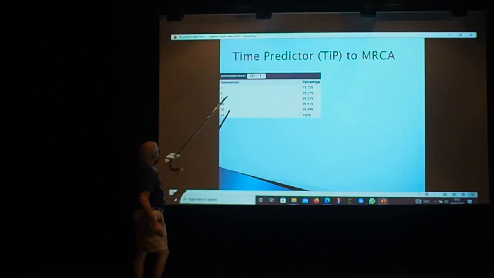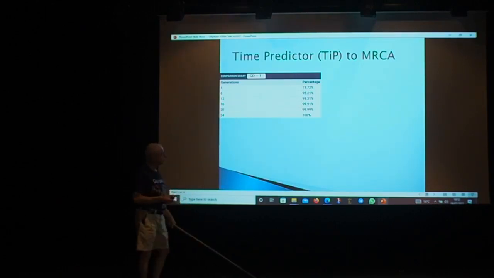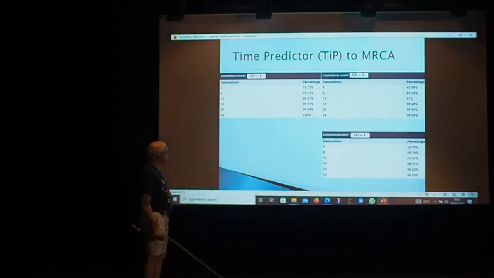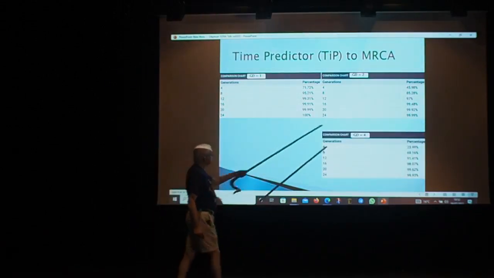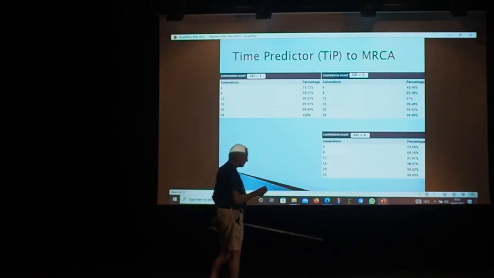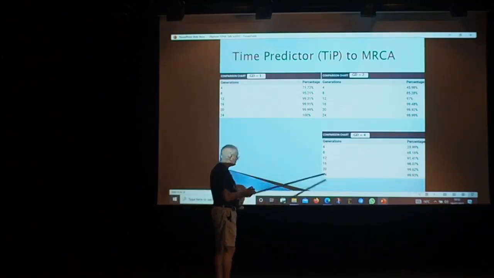What it does is it predicts the time to your most recent common ancestor. So for that specific person, at a genetic distance of one, if that person is related to me, there's a 72% chance that they are related to me within four generations. That's how you read it. If you go up to two or four, for example, these numbers come down as you go up in time, as you would expect. And then you can also adjust the number of generations that you look at.